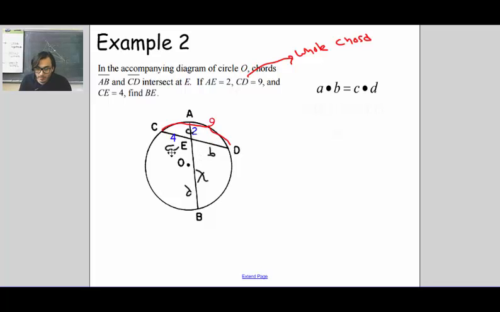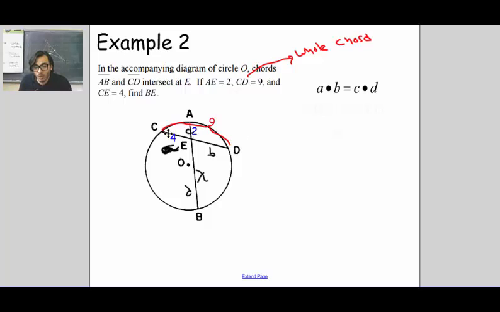This is an A, by the way. That's supposed to be an A. So we don't have a B. So how do we get it? We have to partition. That means cut into parts the segment. So we have to cut into parts the chord CD.